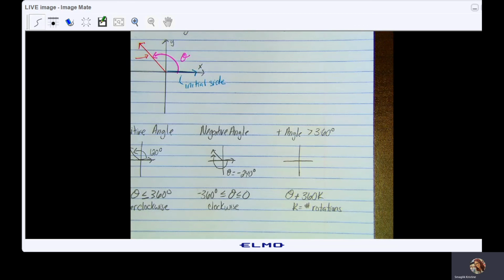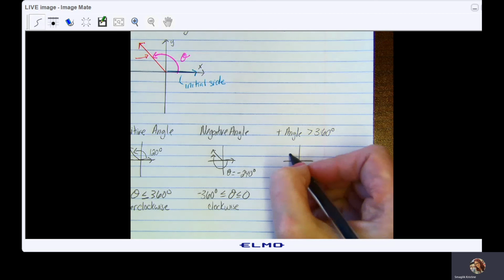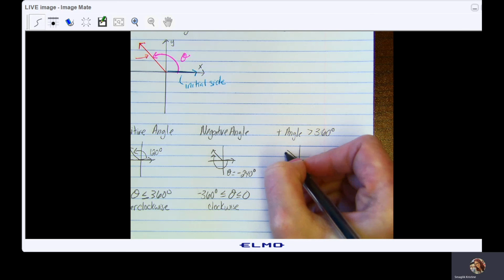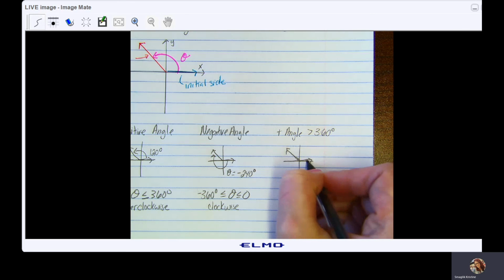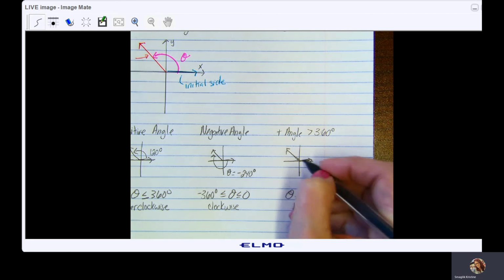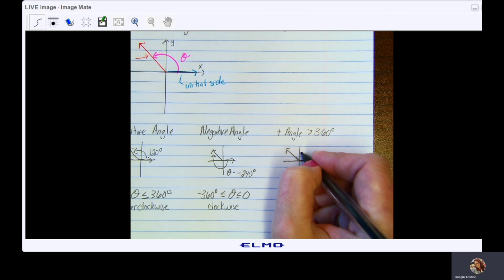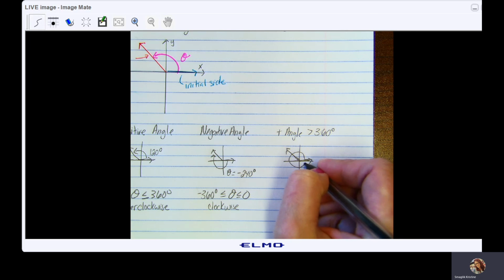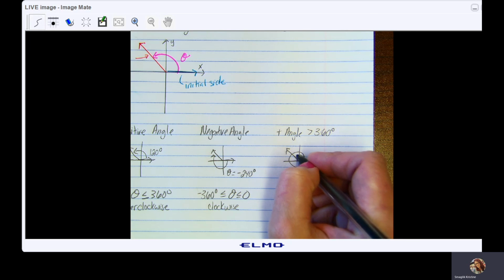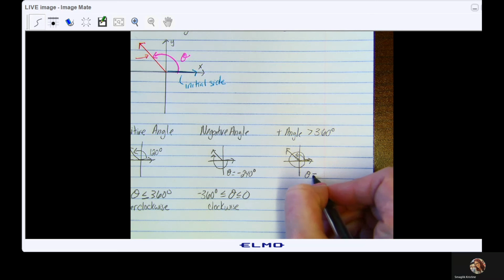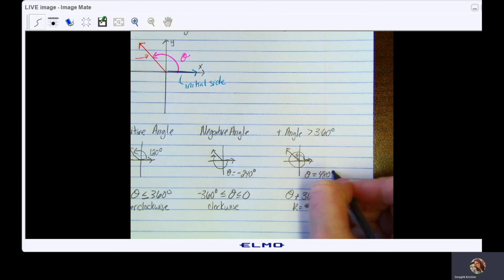Now, I can also do multiple rotations. So let's put our angle in here. Same angle. I know my artistry isn't the greatest. It's the same angle. So I can move in a positive direction. I can start at the initial side. I start here, and instead of stopping when I hit that terminal ray, I come back around. Here's one full rotation. And then maybe I stop. So in this instance, theta equals 480 degrees.